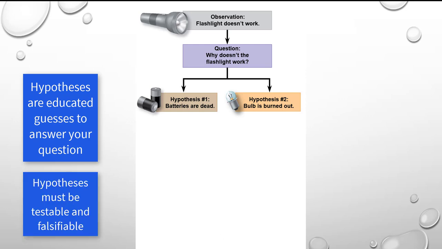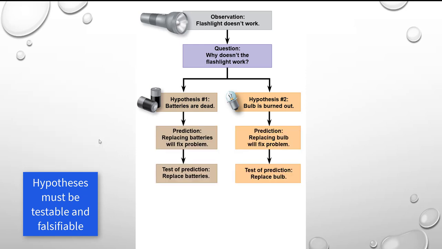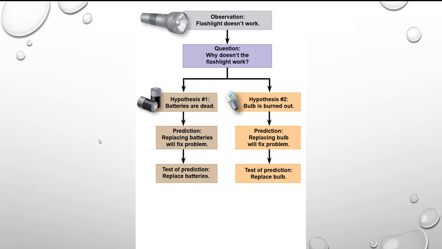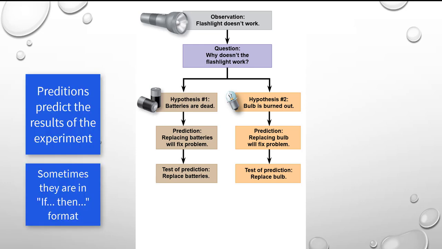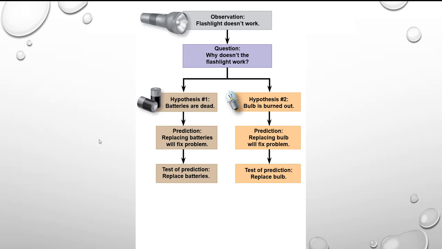Next, what do we do after the hypothesis? We come up with a prediction. A prediction is predicting the results of your experiment. For my first hypothesis, if the batteries are dead, I predict that if I replace the batteries, the flashlight will work. If I replace the bulb, because the bulb's burned out, the flashlight will work.